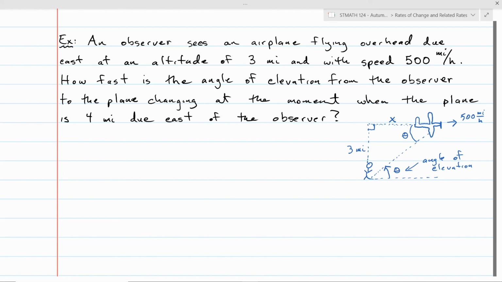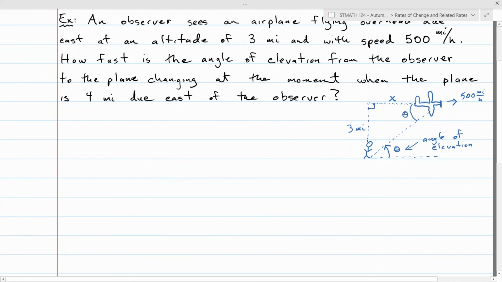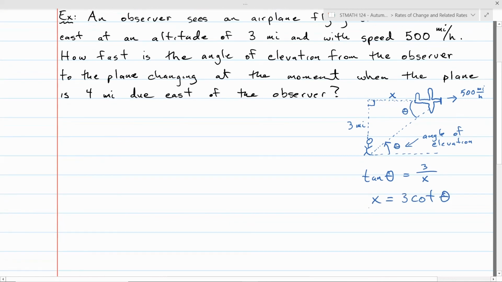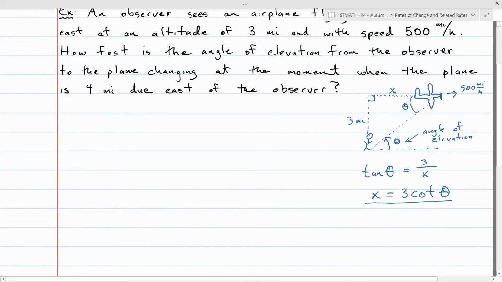So what would be a relationship relating theta to the variable and things that we know in this picture? Well, I see a tangent there. I see tangent of theta equals 3 over x. Or maybe I could write it a little nicer if I express that as x equals 3 times cotangent theta. Yeah, I think this might be the relationship that we want here: x equals 3 cotangent theta. I could have worked with tangent of theta equals 3 over x, but because of the fraction, it would be a little harder to work with.